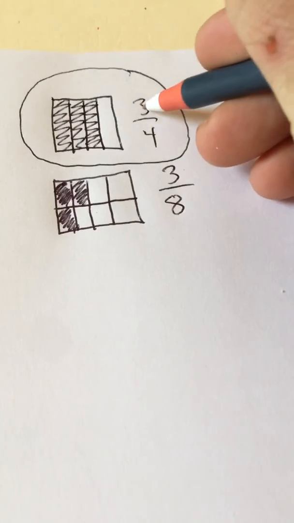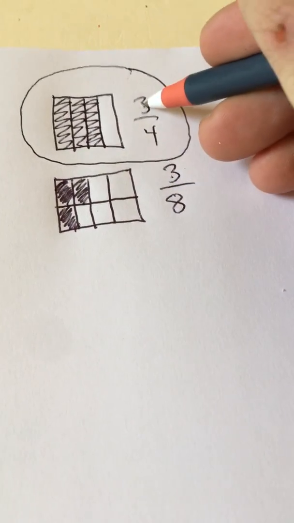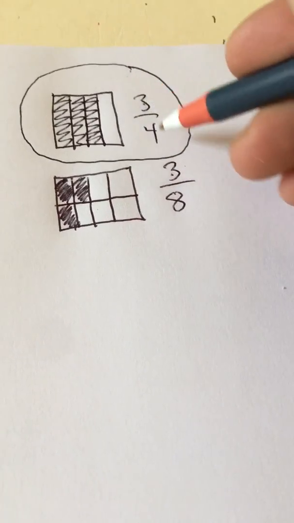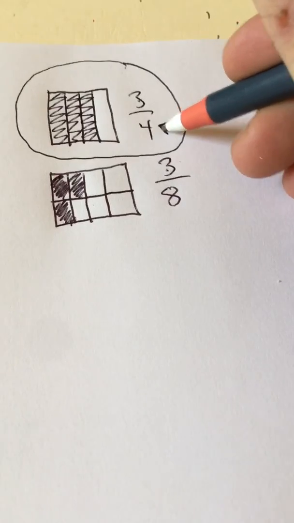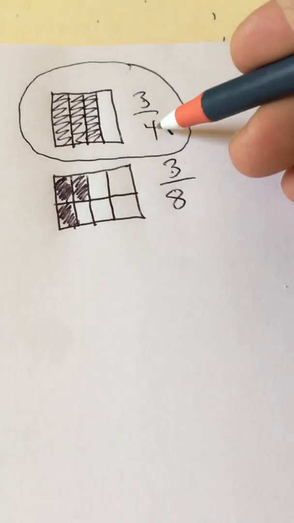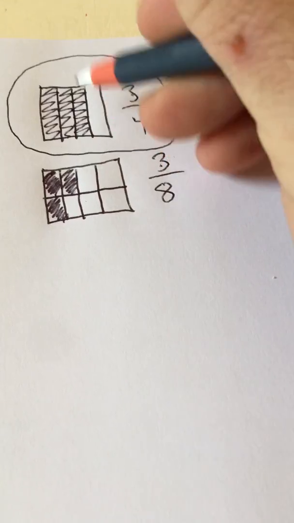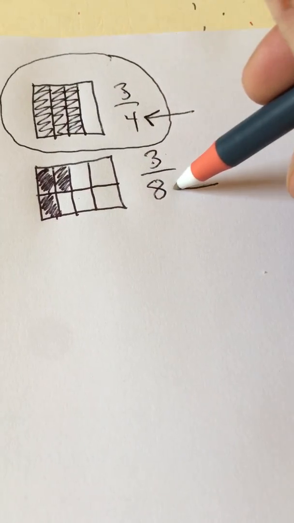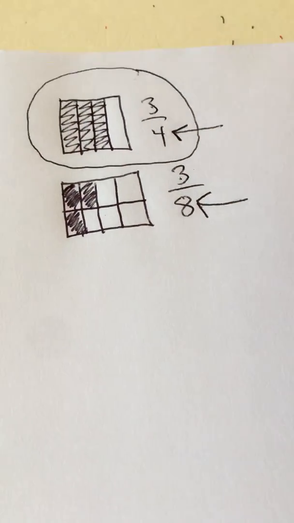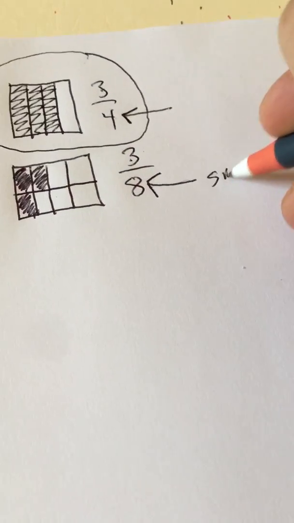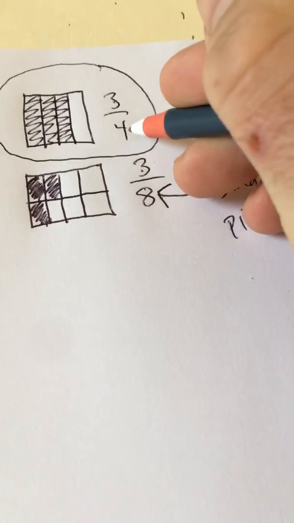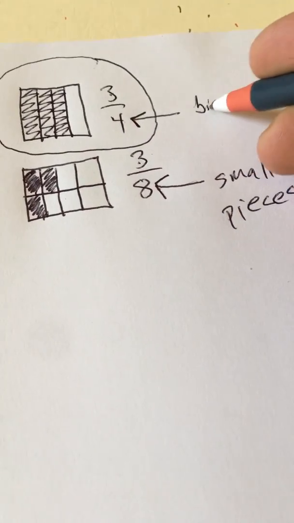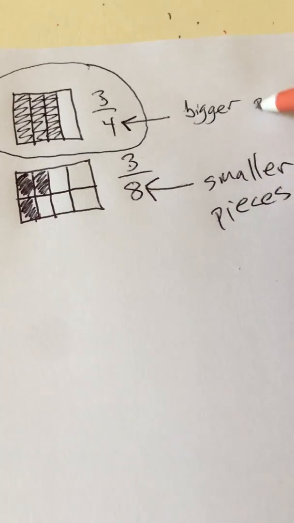So a way that we can tell that when they have like numerators, when the numerators are the same number, 3 in this one, you look at the denominator, because the denominator tells you the size of the pieces or the total number of pieces in each whole. So if there's 4 pieces in each whole, those pieces are going to be bigger than if there are 8 pieces in the same whole. Those pieces are going to have to be smaller, okay? So the bigger the denominator, the smaller the pieces are going to be. The smaller the denominator, the bigger the pieces are going to be.